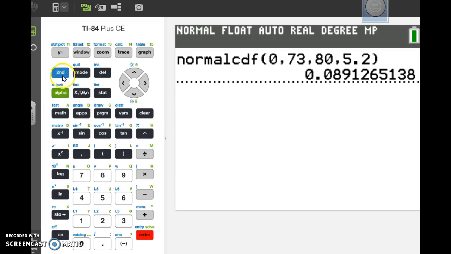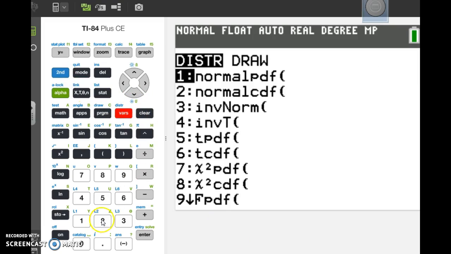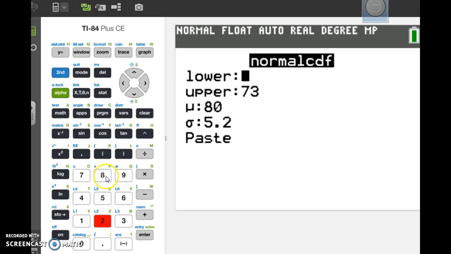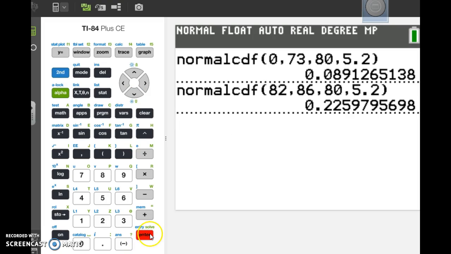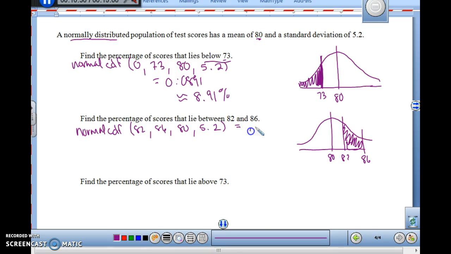So if I go to my calculator, second vars, number 2. All right, I pick 82, I'm sorry, and then 86. And 80 and 5.2 stay the same. I go to paste and enter, and I get 0.2260 approximately, which is about 22.6%. So 22.6% of the data falls between 82 and 86 when it's normally distributed.